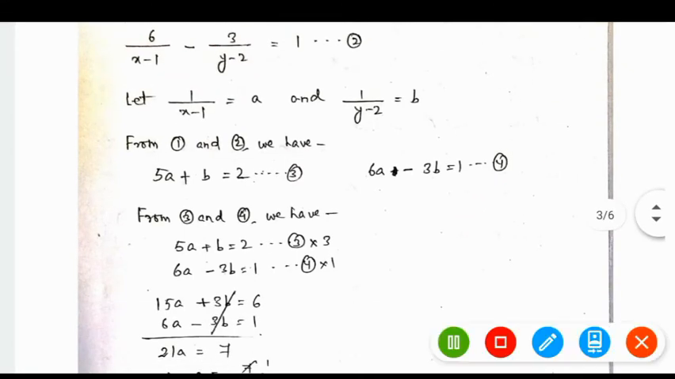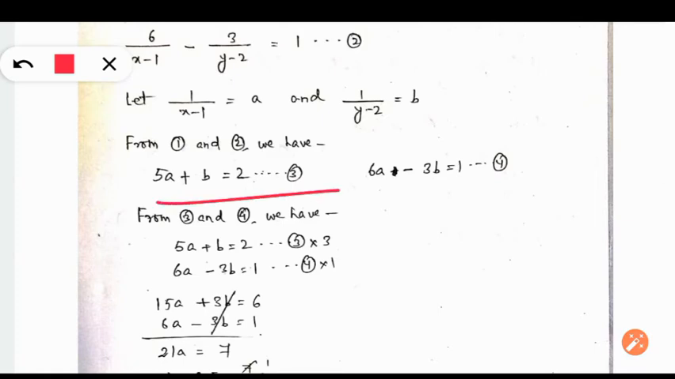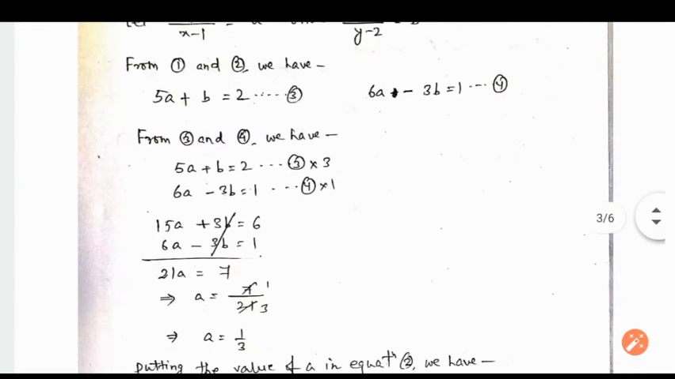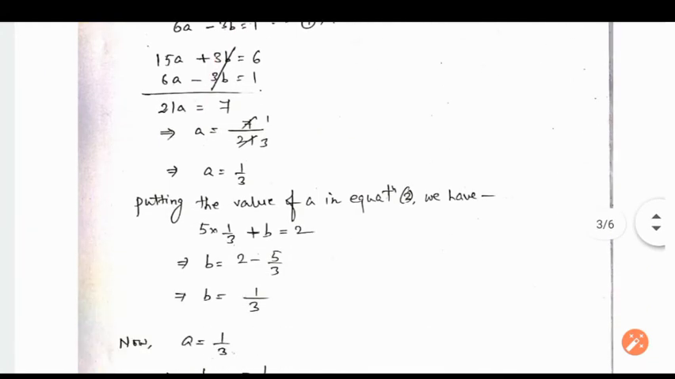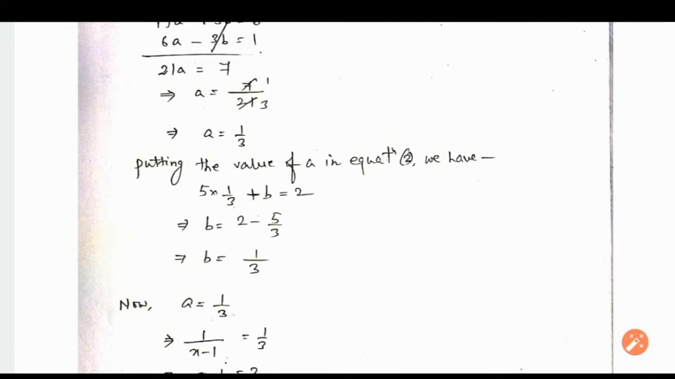Now see, equations 3 and 4 are in the general form of a pair of linear equations. So we can solve these two equations by any algebraic method. I am using the method of elimination. After multiplying equation 3 with 3 and equation 4 with 1, see, the coefficient of b is the same. So b is eliminated, and a is 1 by 3. Similarly, I have put the value of a in equation 3 to get b. b is 1 by 3. So a is also 1 by 3, and b is also 1 by 3.